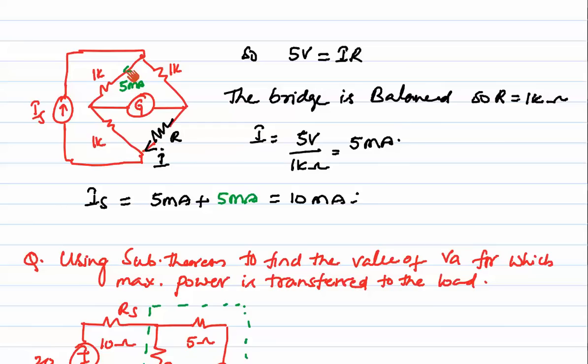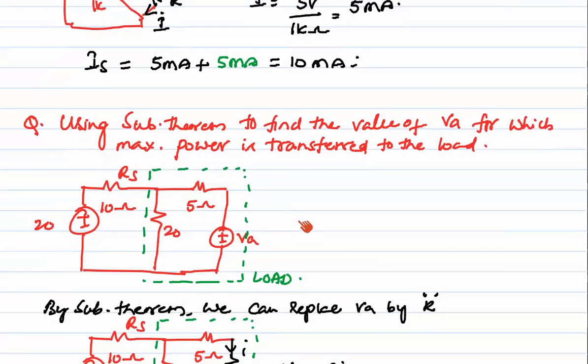If you observe here, 1 kilo, 1 kilo, 1 kilo and 1 kilo. That means they are parallel and have equal resistances. So the current will flow equally here. So if there are 5 milliamps here and here also 5 milliamps, the total supply is 10 milliamps here.